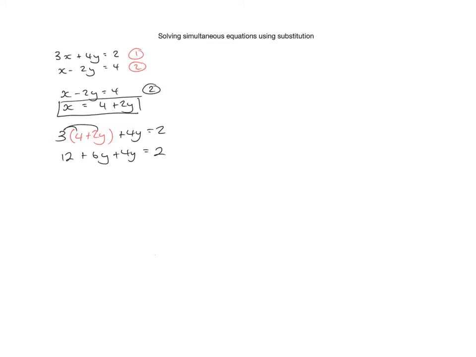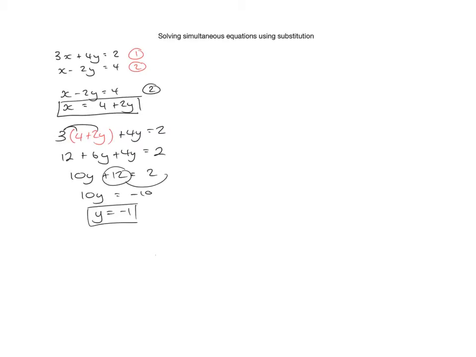Next thing I need to do is collect everything together, so I have 10y plus 12 is equal to 2. Then I need to get everything across. So 10y is equal to 2 minus 12, and that's minus 10, and therefore y is equal to negative 1.